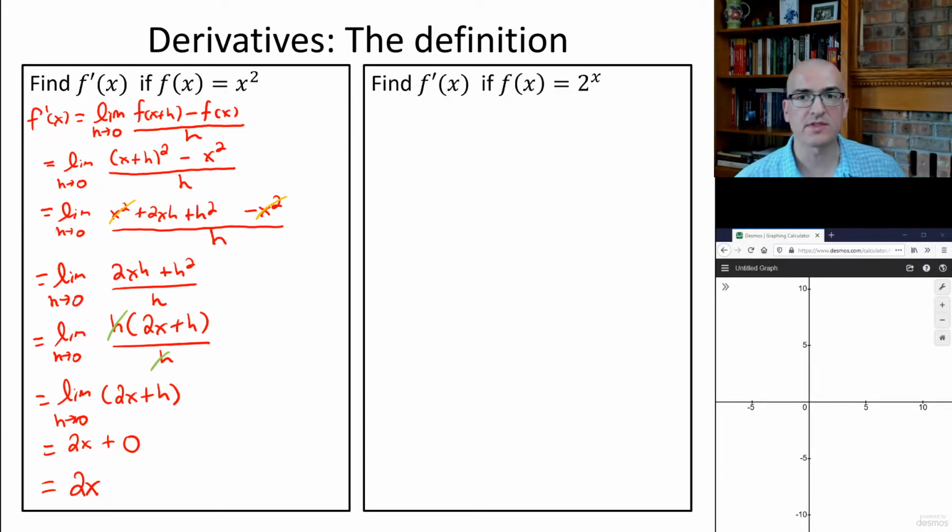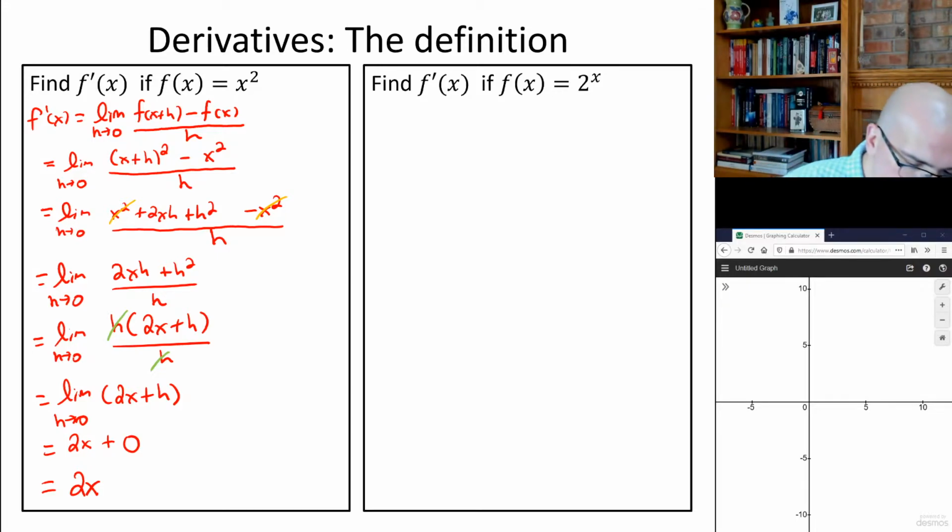Now what happens if we interchange the position of the variable and the constant? So in x squared, the variable is in the base, and the power is a constant, in this case 2. What if I switch those? So the base is 2, and the variable is in the exponent. So what if I change it from the polynomial on the left-hand side to the exponential function on the right-hand side? Let's go for the same definition of the derivative and see if we get something different or if we get the same.